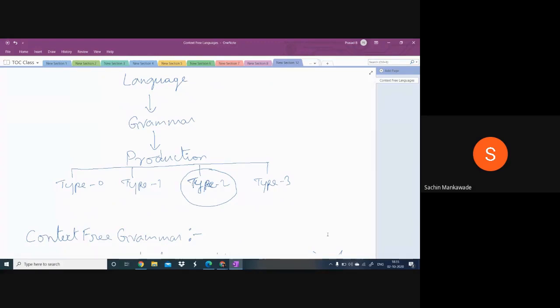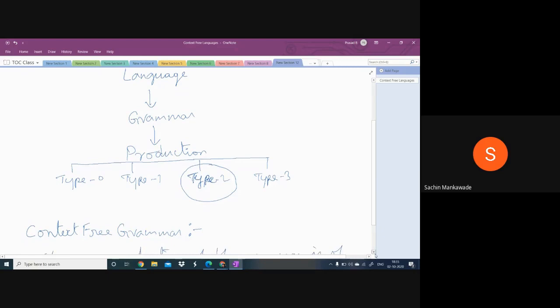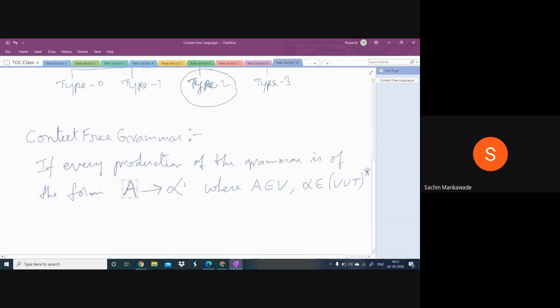Take the heading context-free grammar. If every production of the grammar is of the form A derives alpha, where A belongs to V and alpha belongs to (V union T) whole star, you can see on the screen, is said to be context-free grammar.